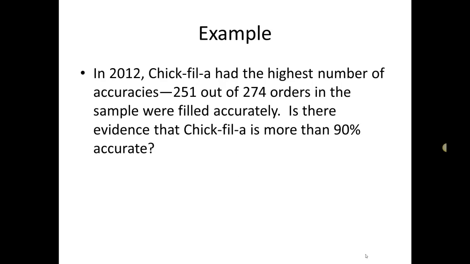In 2012, Chick-fil-A had the highest number of accuracies. 251 out of 274 orders in the sample were filled accurately. Is there evidence that Chick-fil-A is more than 90% accurate? So we start by writing our hypotheses. Under the null hypothesis, we're going to say p is equal to 0.9, or 90% in other words. And under the alternative hypothesis, we're going to say that p is greater than 0.9, because this is what we're trying to prove. We want to know, if you look back at the problem, more than 90% accurate.